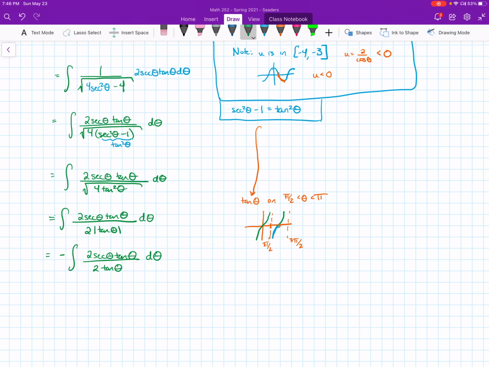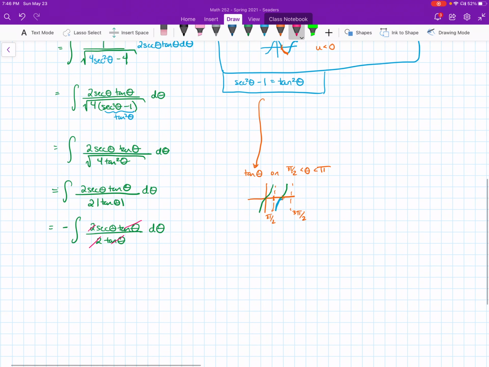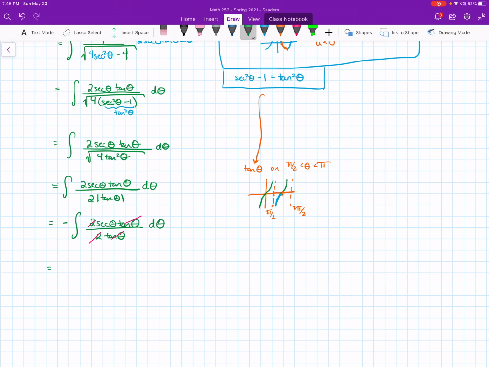So that negative sign is to take care of the fact that tangent theta is negative, and the absolute value of that will be positive. So when I multiply by this negative sign, that denominator will become positive. And now I can actually cancel some things. So I get negative the integral of secant theta d theta.